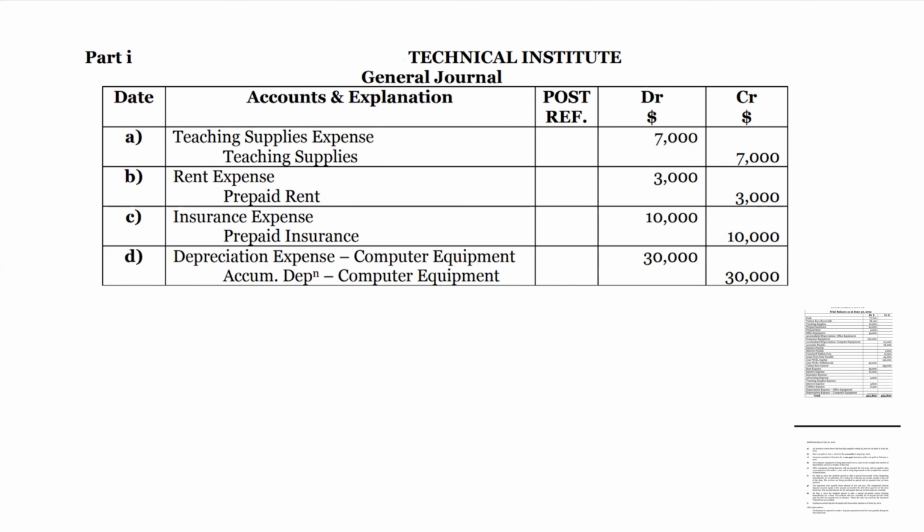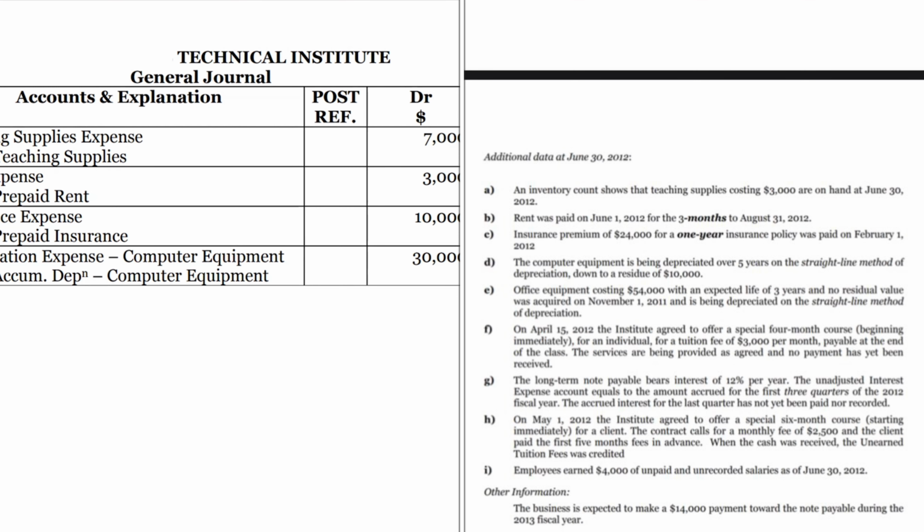Office equipment costing $54,000 with an expected life of 3 years. It had no residual value and was acquired on November 1, 2011, and is being depreciated on the straight line method of depreciation. So again, here we are calculating depreciation. What do we say our formula is?